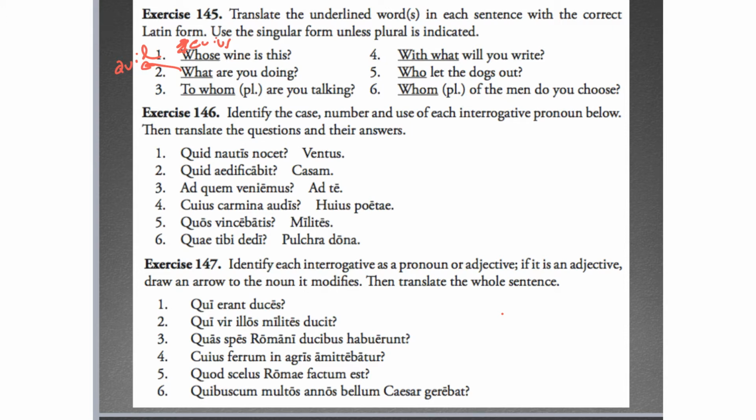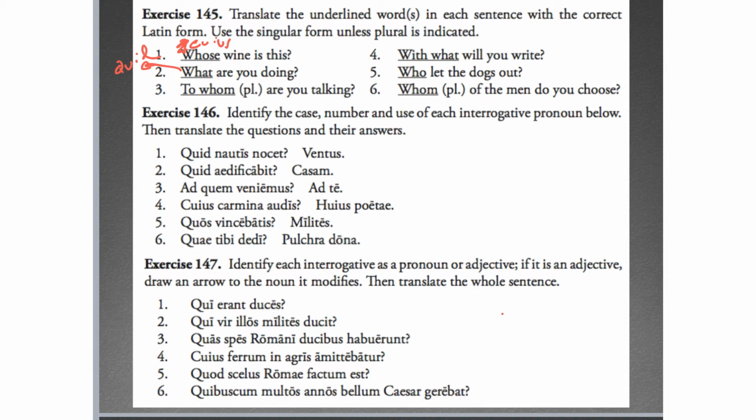146, identify the case, number, and use of each interrogative pronoun below. Translate the questions and their answers. And remember that you do get a clue from the answer. So quid nautis nocet, what harms the sailors? This is number 1. All right. Best to translate the answers in full sentences, just to hear them there. The wind harms the sailors.